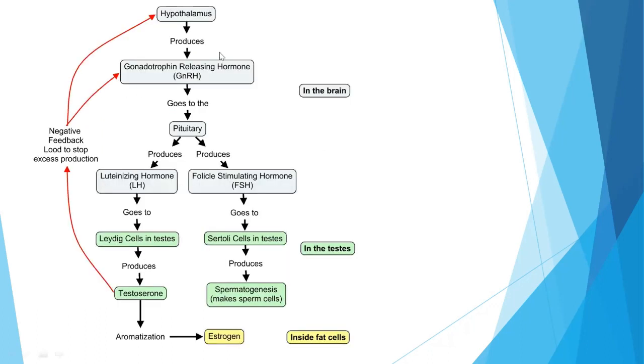The hypothalamus produces GnRH, which goes to the pituitary and produces luteinizing hormone, which goes to the Leydig cells in the testes and produces testosterone, which by aromatization can form estrogen. Also, this testosterone exerts negative feedback upon the hypothalamus and GnRH production. Also, the pituitary produces follicle-stimulating hormone, which goes to the Sertoli cells in the testes, and it facilitates spermatogenesis and makes the sperm cell.